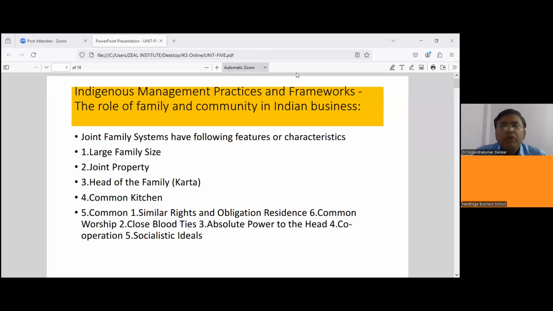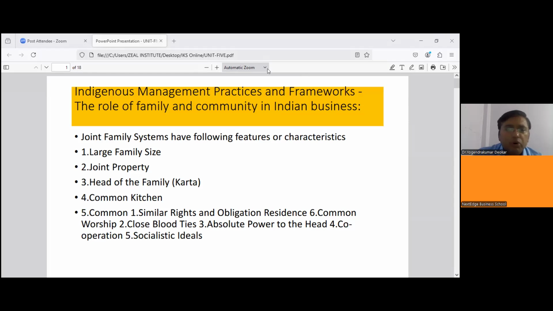The fifth unit is a very interesting unit: indigenous management practices and frameworks, the role of family and community in Indian business. The name is very long, but the unit is very simple and practical. We have many good examples of joint families in business, with large family size and joint property. These are the features or characteristics of the joint family system, where the karta, the head of the family, is very important, and where there is a common kitchen.